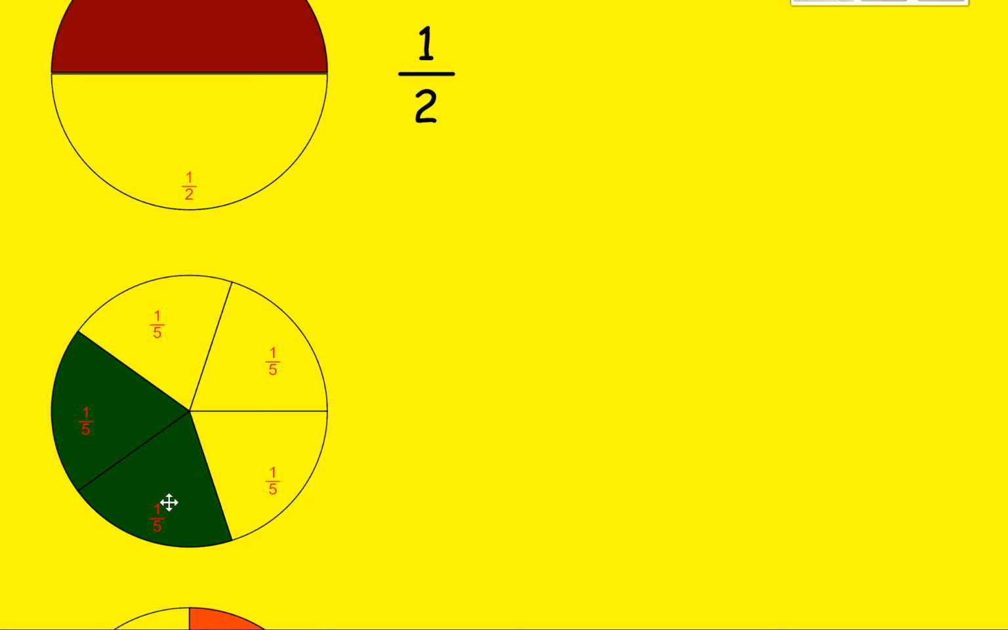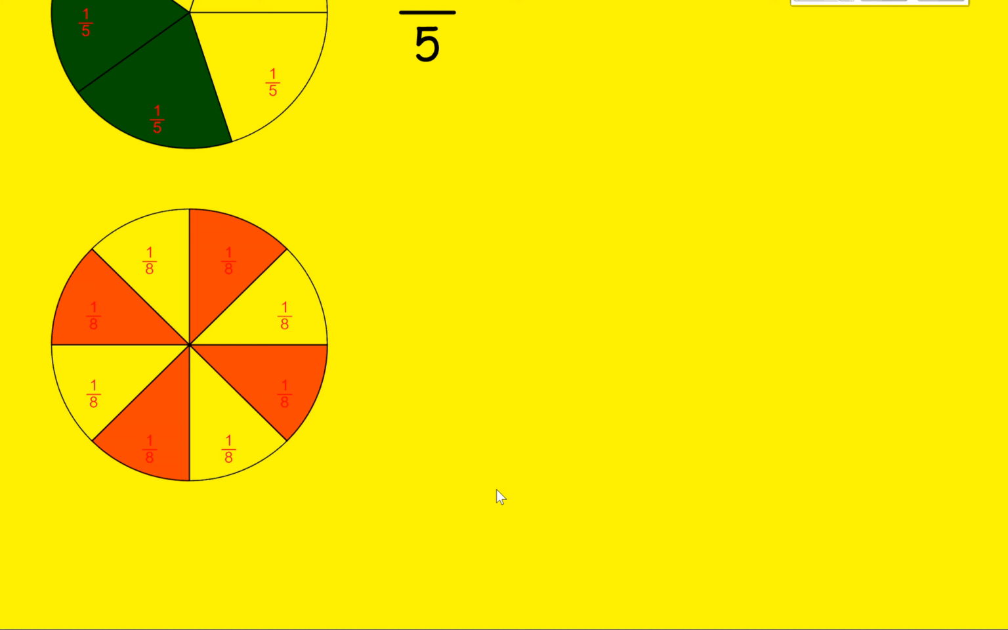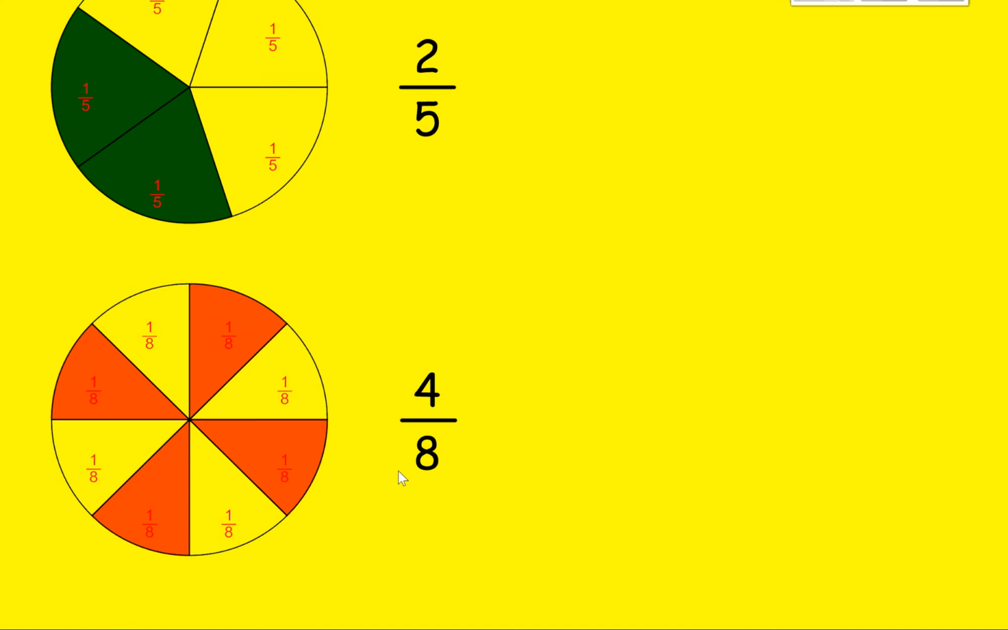How about this circle? Well, I see 2 sections filled in, and there are 5 sections, which is our denominator, so 2/5 of this one is filled in. And then how many are filled in here? 1, 2, 3, 4 out of 8, which would be our denominator, so 4/8 of this one is filled in.